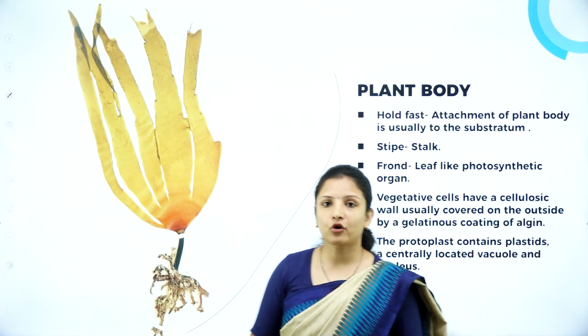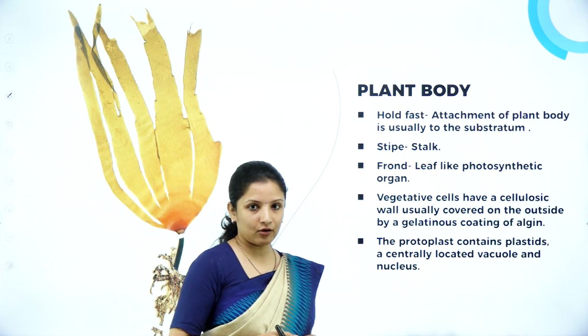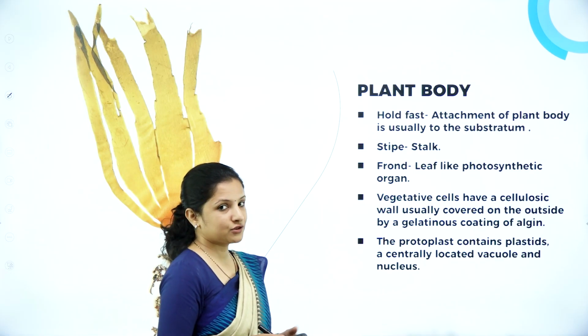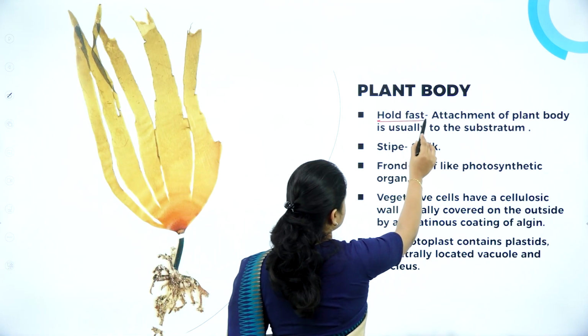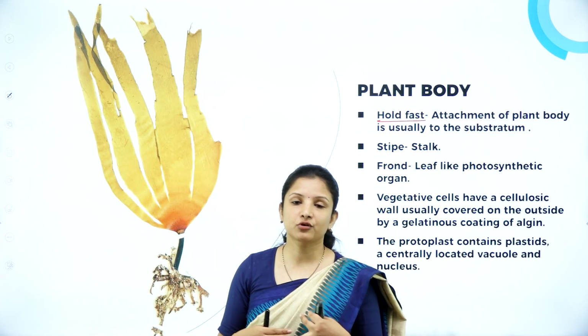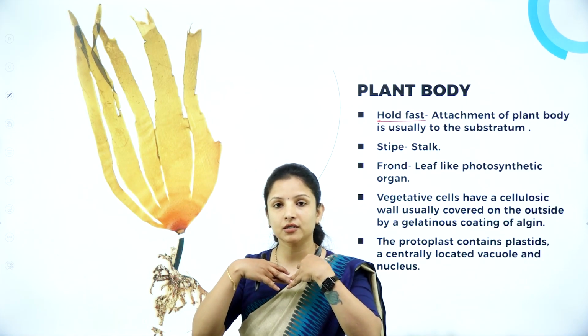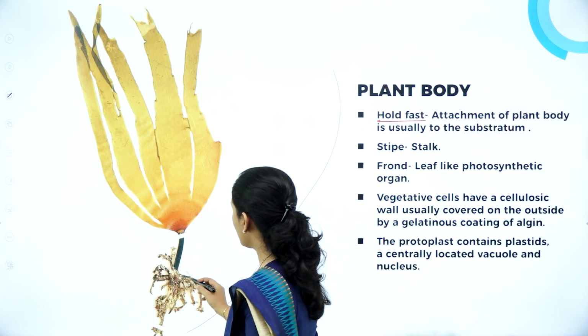Next here, talking about the plant body. So the plant body, I told you, it is thalloid. There is no true root, stem or leaves. So what do they have exactly? We shall look into that. They have a holdfast that helps the plant body to attach itself to the substratum. So algae, you can find them growing in the seas, oceans, water bodies, etc. So they have a holdfast.